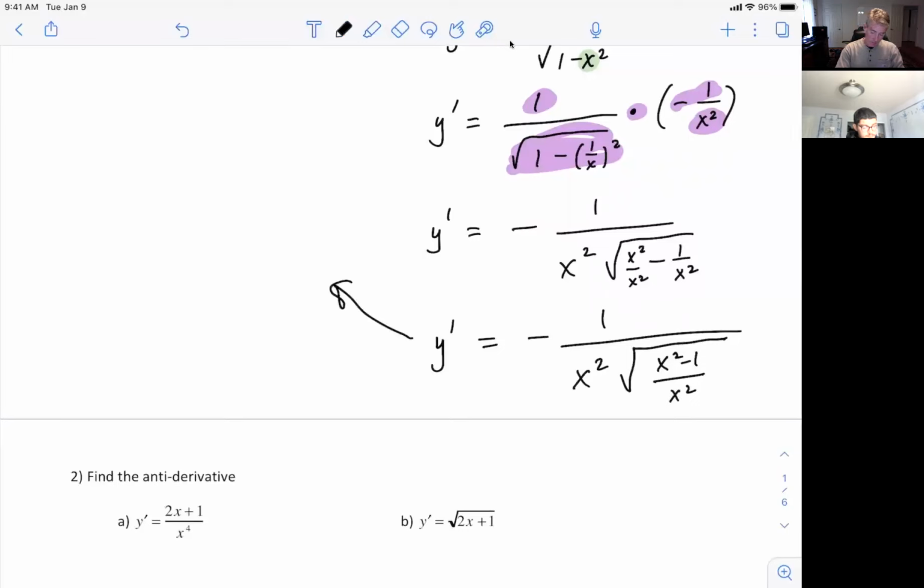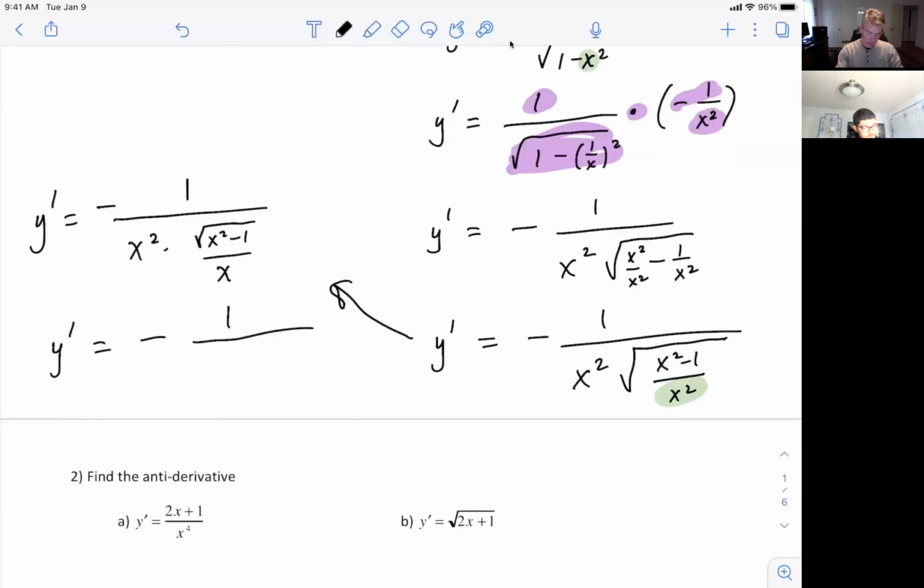And then we're almost done. So y prime equals negative and 1 on the top. And then for the square root, you could take the square root of the top, which can't be simplified. It's just x squared minus 1. And then take the square root of the bottom, which the square root of x squared is just going to be an x. And then finally, there's only one more step. So this x will cancel one of these x's. So instead of x squared, there's an x on the outside.